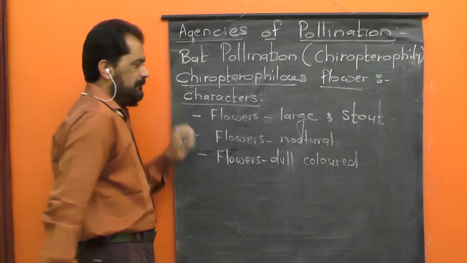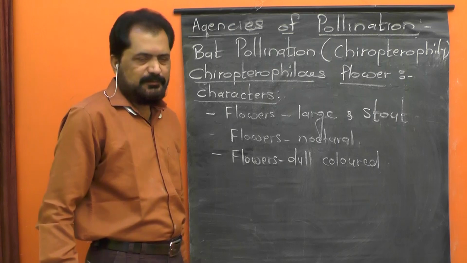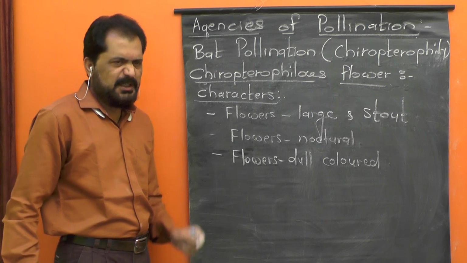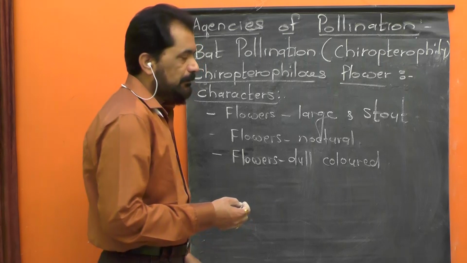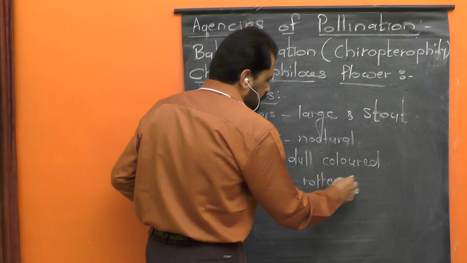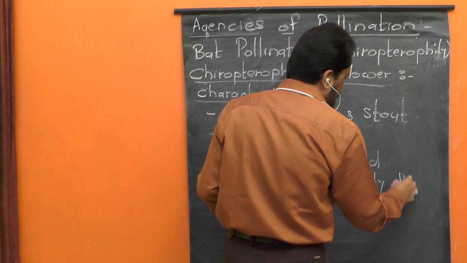And these flowers produce a fermenting fruity odor. Fermenting odor, or we can say rotten fruit like odor, which can attract the bat. We can say it produces a rotten fruity fermenting odor.